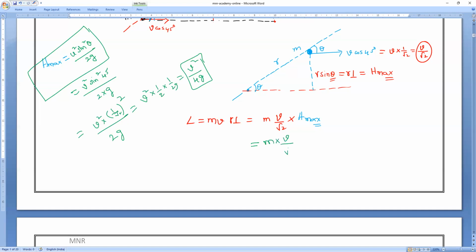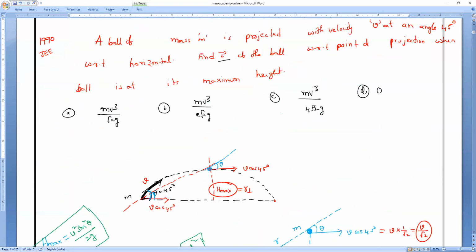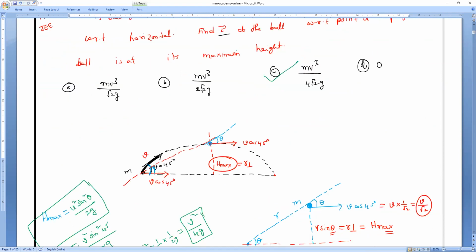So m into v divided by root 2 into H max, which is v square by 4g, equals m v cubed divided by 4 root 2 g. So that is the angular momentum at the maximum height when the ball is projected. Which option is correct? Option C, m v cubed divided by 4 root 2 g.